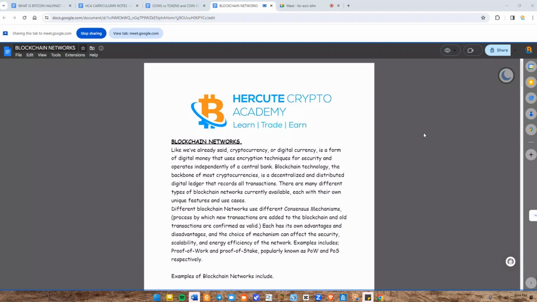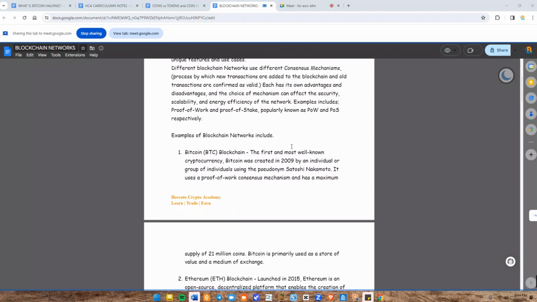We are going to look at examples here, which include proof of work and proof of stake, popularly known as POW and POS, respectively. Proof of work and proof of stake we are going to cover in another topic, where we will be talking about coin confirmation and Bitcoin mining, which, if time allows, we might cover today. But for now, what I want us to talk about is the different blockchain networks.